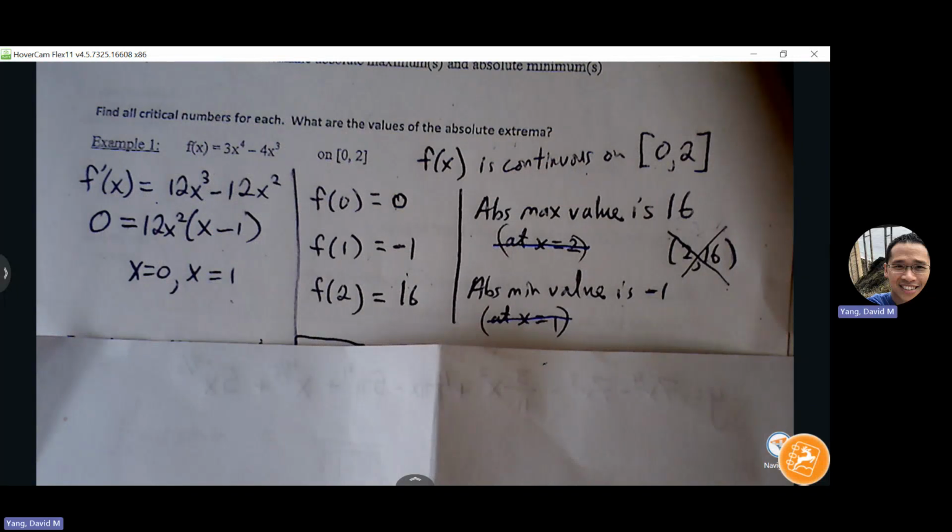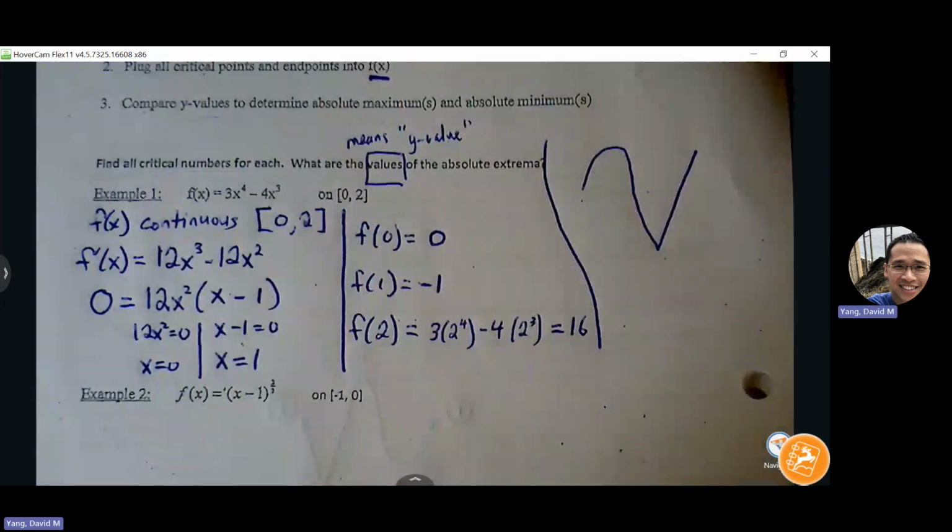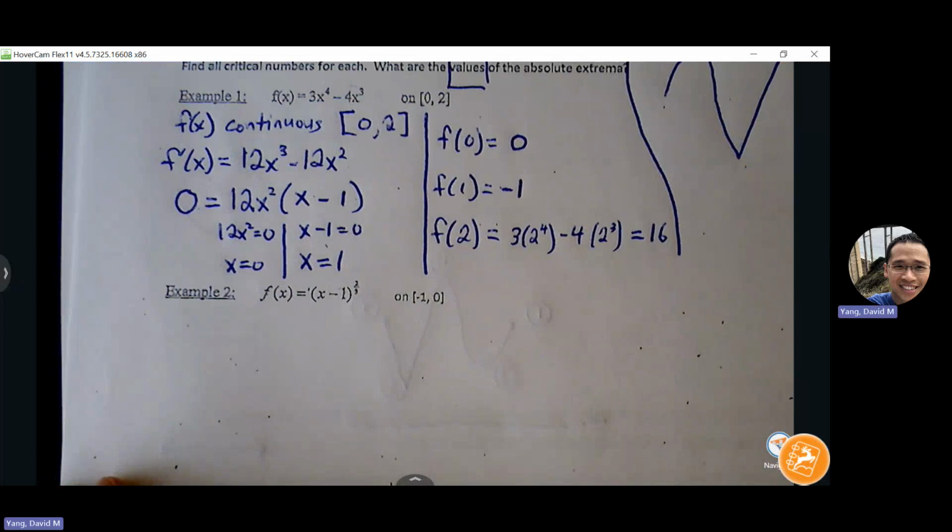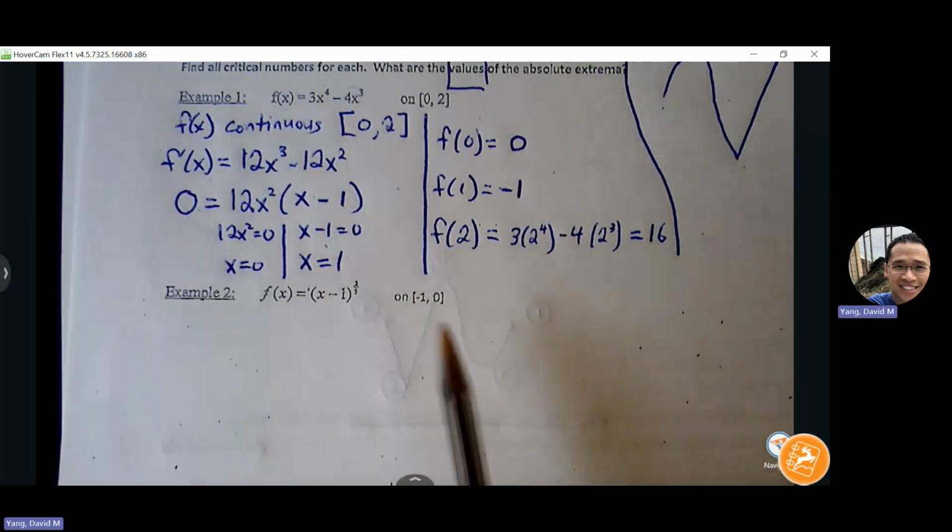All right, any questions with that process? Okay, let's look at number 2. Our function is (x minus 1) to the 2/3. This looks a little bit more complicated.